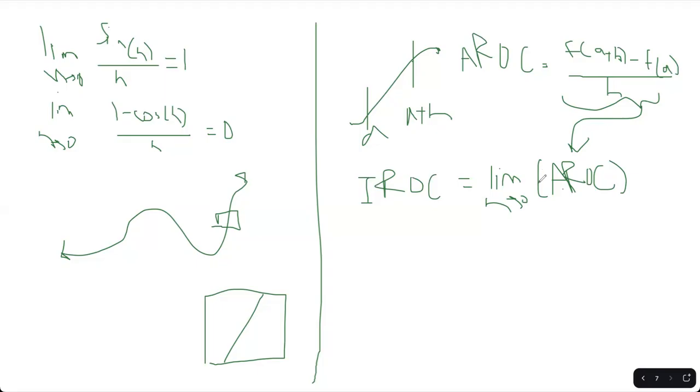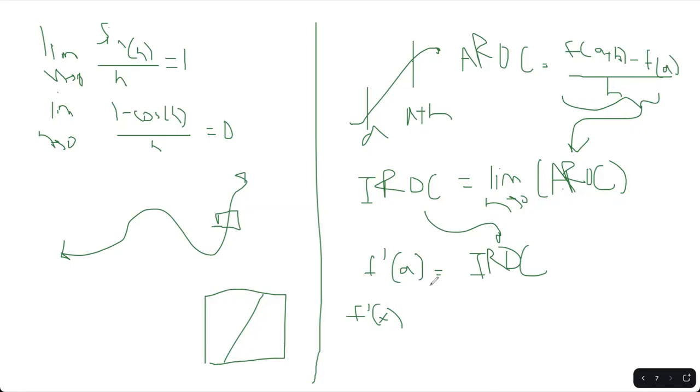So f prime of a is going to be this same expression. It's going to be IROC at a point. It's going to be limit as h approaches 0 of f of a plus h minus f of a over h. F prime of x, though. So what's this? And the prime means derivative, by the way. At a point, it's basically going to be the slope of the tangent line at the point.